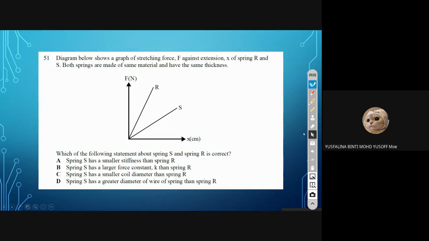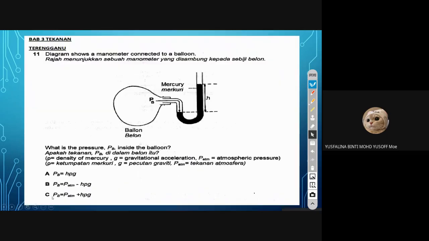Okay, so next one. We go to chapter 3. The diagram shows a manometer connected to a balloon. So what is the pressure PB inside the balloon?